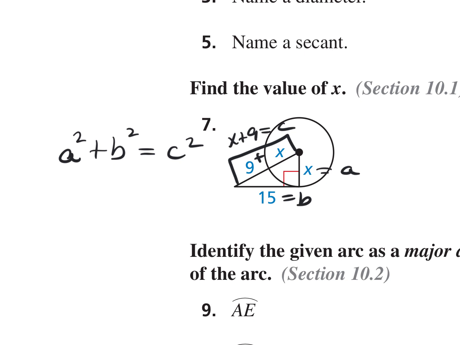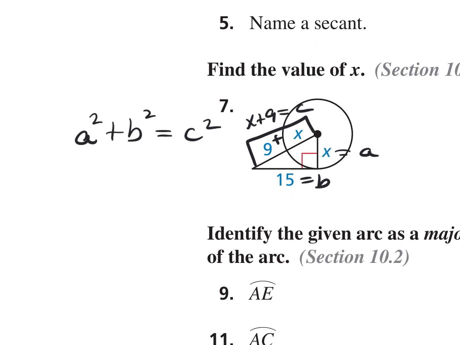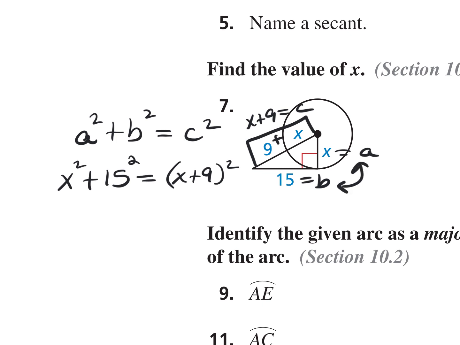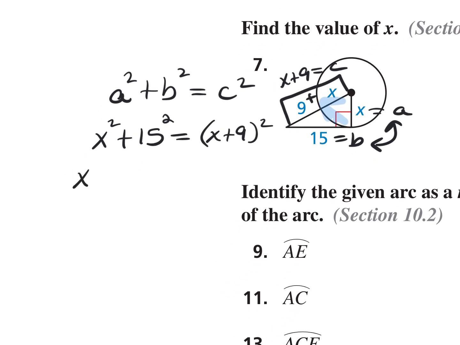So this is where we had to FOIL. This is why we did that whole algebra review. So we're going to do x squared plus 15 squared equals x plus 9 squared. Now, it wouldn't have mattered if you said the 15 was A and the x was B. These two could have been interchanged, but the C must be the x plus 9. The hypotenuse is always across from the right angle. So now I'm going to go ahead and square the 15. I'm going to FOIL the x plus 9 squared, because if you just square the x and the 9, you're going to get it wrong. You miss out on that middle term.